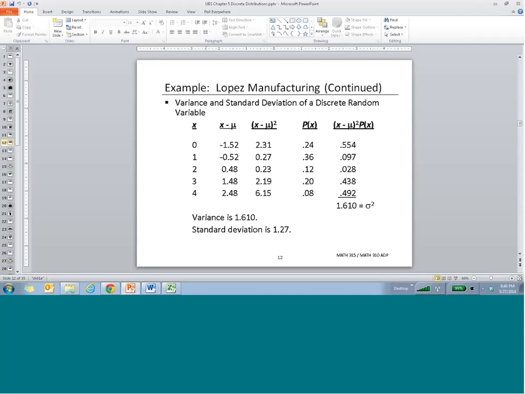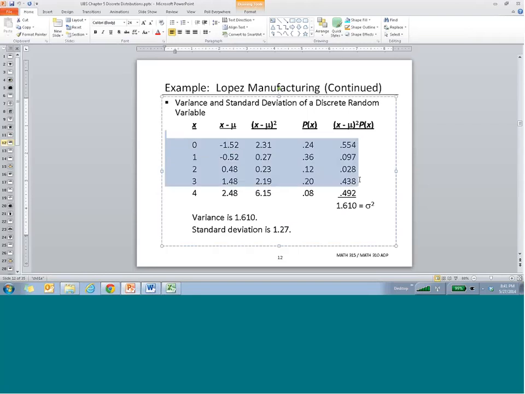1 minus 1.52, 2 minus 1.52, that's the x minus mu, squared, times the probability of x. This is the exact same process that we went through before, every time we do a mean and every time we do a variance. Standard deviation is just the square root of the variance. Same exact process.